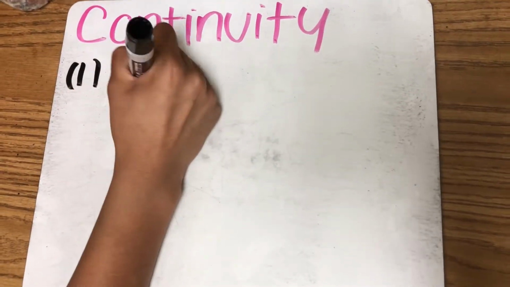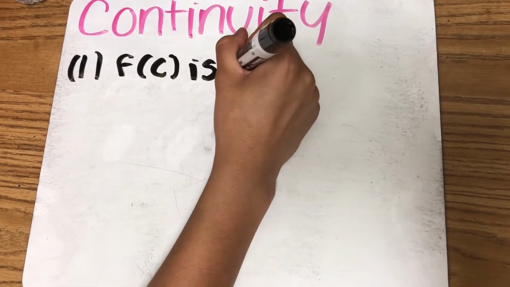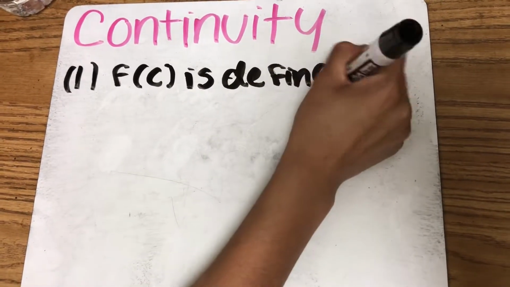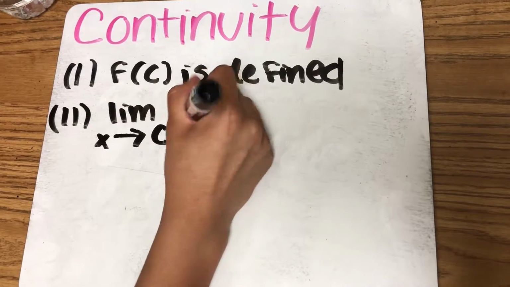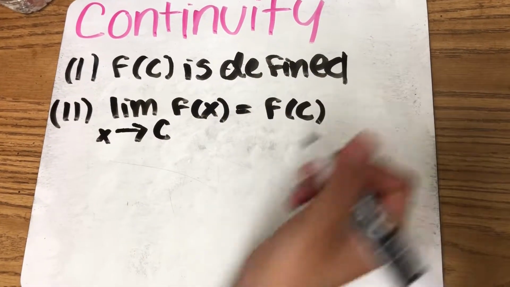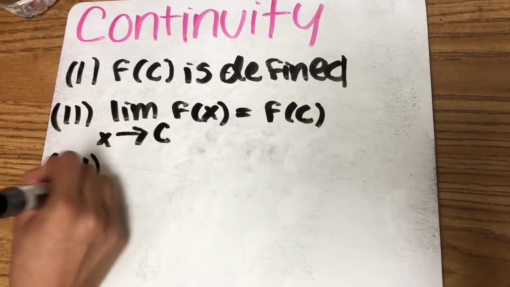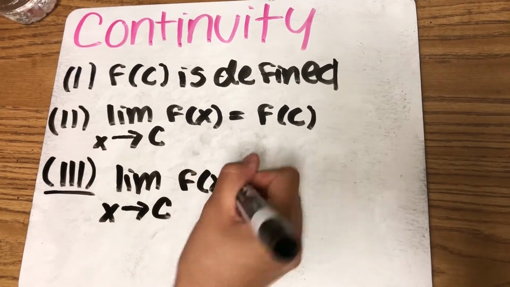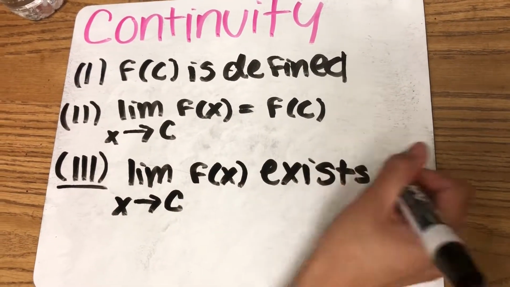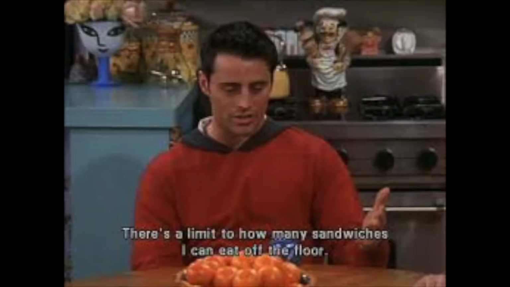We're going to start off by reviewing what continuity is, because it is important to know this for the first 2 theorems. Continuity requires 3 things. First, f of c has to be defined. The limit of f of x as x approaches c has to equal f of c, and finally, the limit of f of x as x approaches c has to exist.